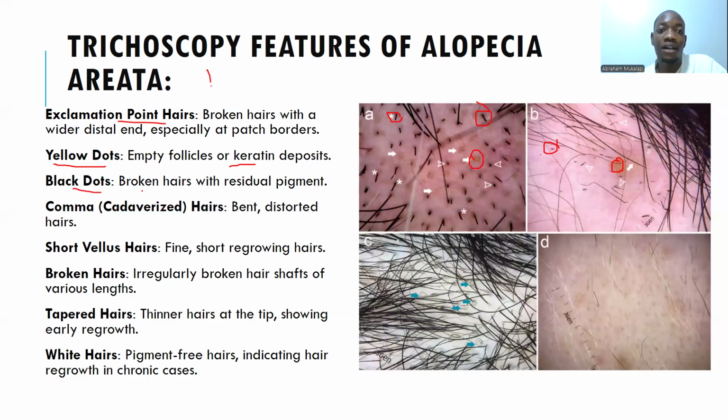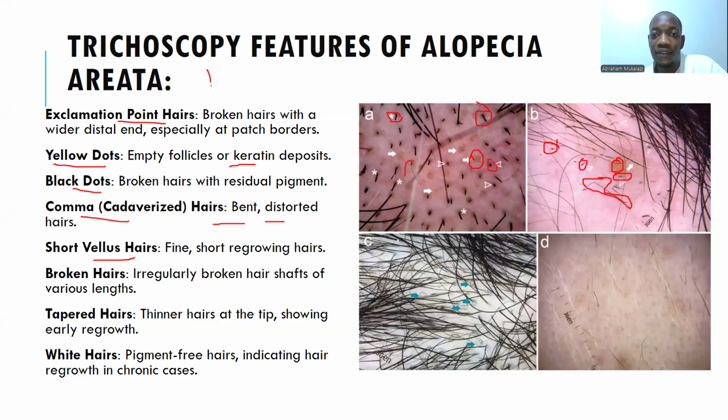Then you can also see black dots, and this one usually represents the residual hairs that are still remaining, like the one you see here. So that is a black dot. And then you can also see comma-shaped hairs, or what we call cadaverized hairs, and these are usually bent and distorted hairs. Let me look for one here. Like this one, exactly, that is a cadaverized hair, and this one is a comma. You know how a comma is, like that one there is a comma-shaped hair, as well as that one here.